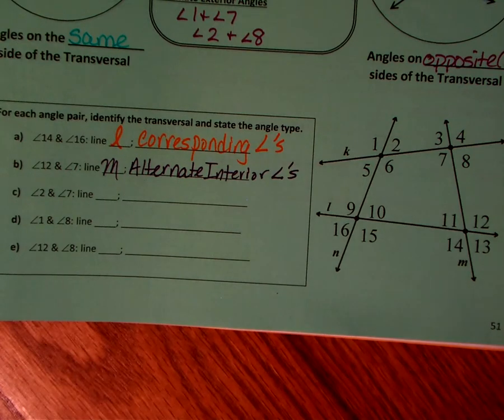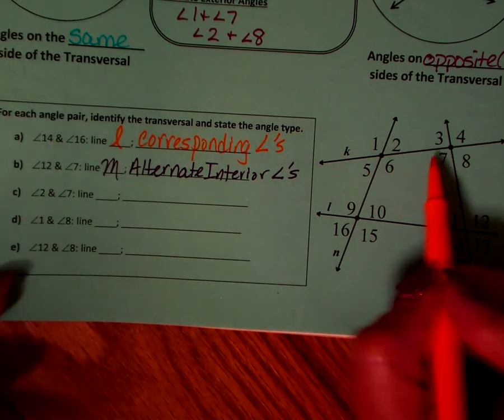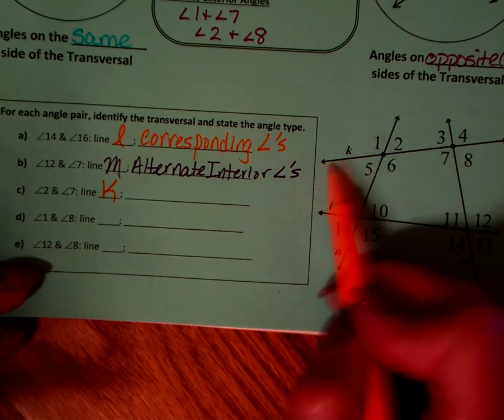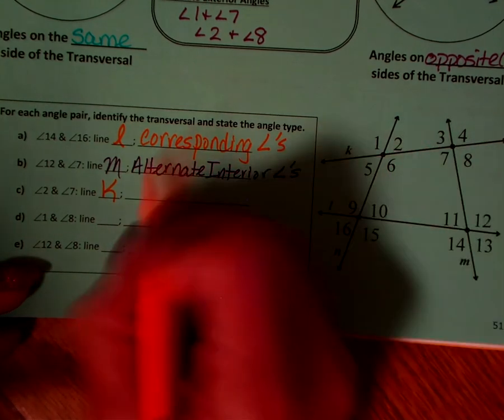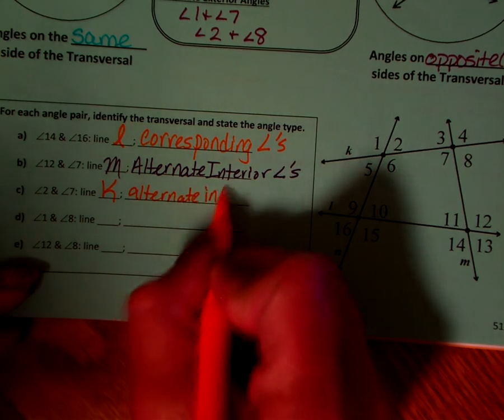Okay. Looking at 2 and 7, what would be the transversal line there? It would be K. And if K is the transversal, then what are those called? They're called alternate interior angles.